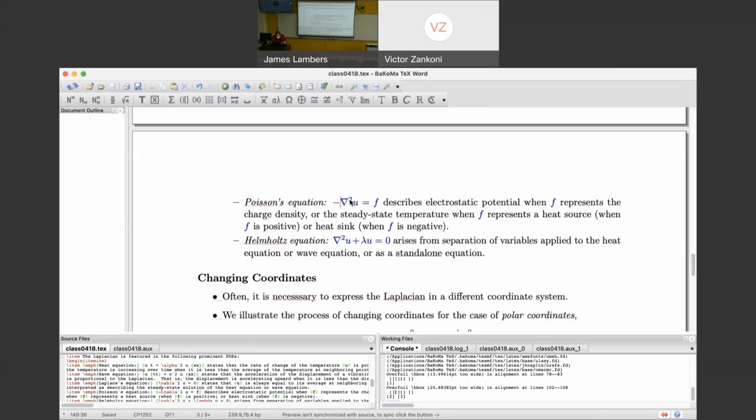So the application of Poisson's equation is to describe electrostatic potential. So the function f here represents the charge density in that setting. Or if you go back to the heat equation, where we have steady state temperature, the function f represents a heat source. ut is 0 in this case because it's steady state. We have the rest of the heat equation with its external source, or heat sink, depending on the sign of f.